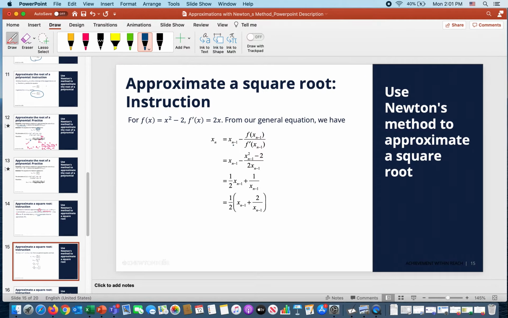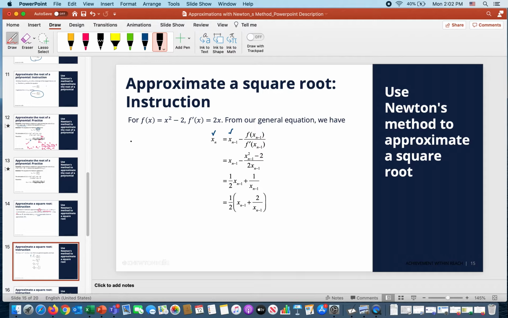Now notice what we do. We have x sub n equal to x sub n minus 1 minus f of x sub n minus 1 over f prime of x sub n minus 1. Okay, so we have the current term equal to the previous term minus that fraction. Now there is some math going on right here that I wanted to explain to you. I felt like it may be a little bit hard to figure out what's going on.